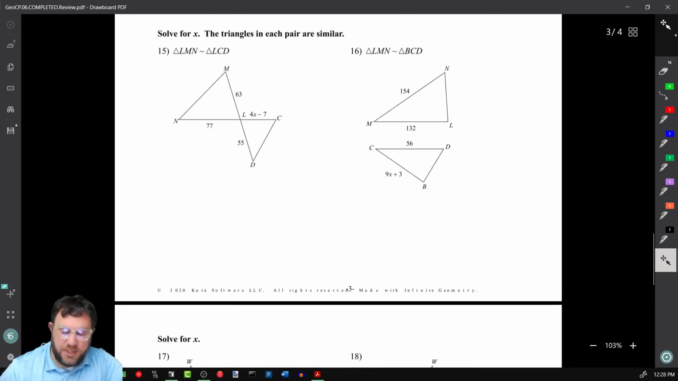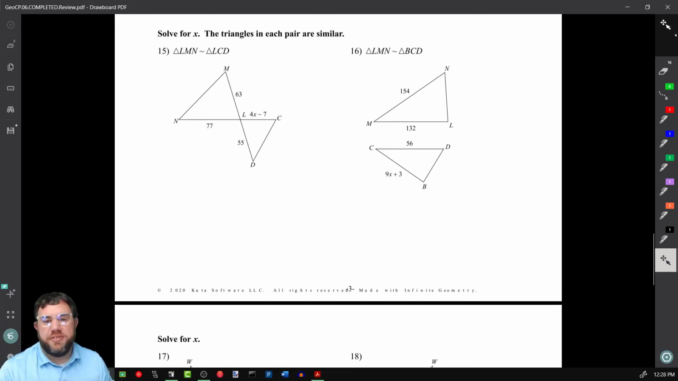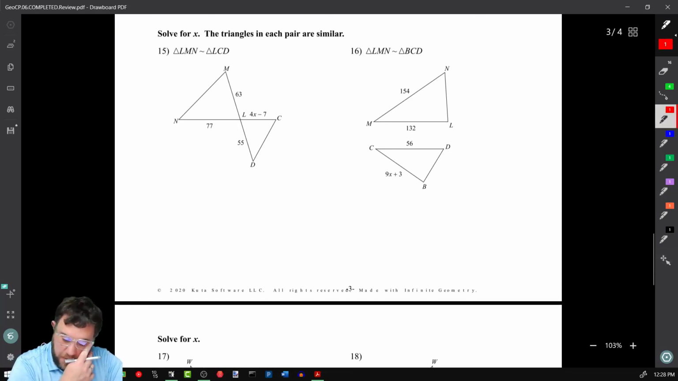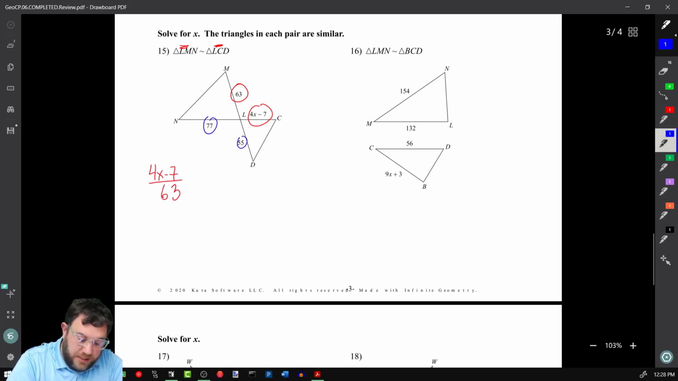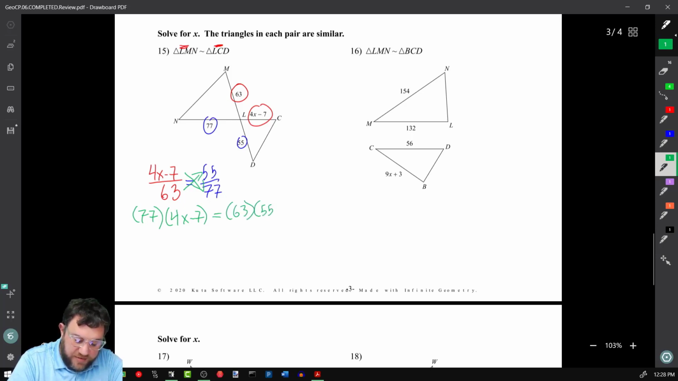Our next two, again, same process, only now we've got a little bit more algebra to work through. So LC are the first and second letters, so it's got to go with LM. So we've got 4x minus 7 over 63. And then we'll have 55 over 77. Cross multiply. 77 times 4x minus 7 equals 63 times 55.